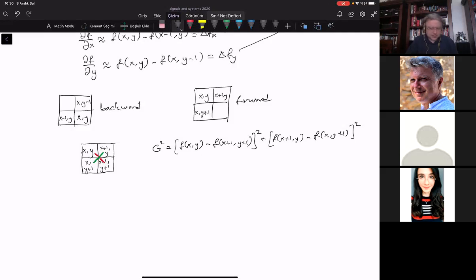You can use it in this format. It's known as the Roberts gradient. Okay.